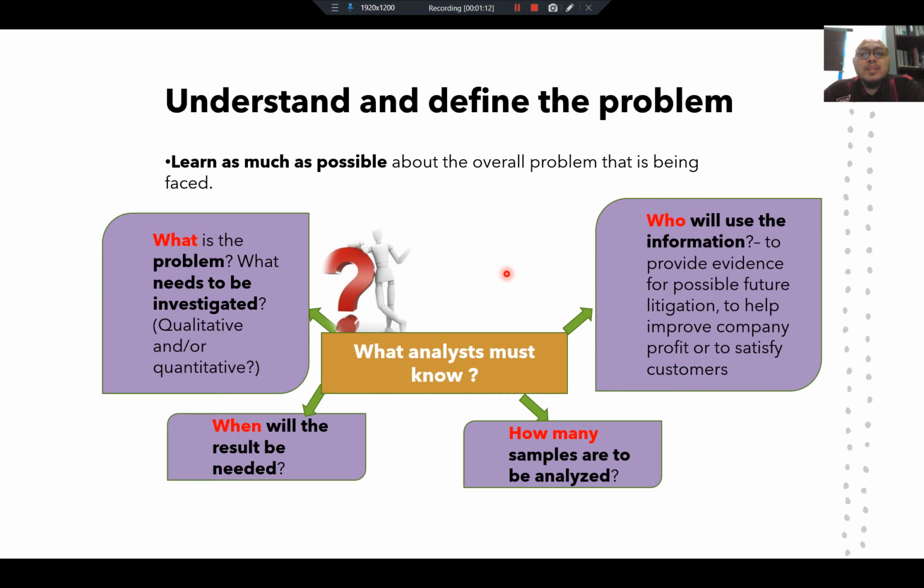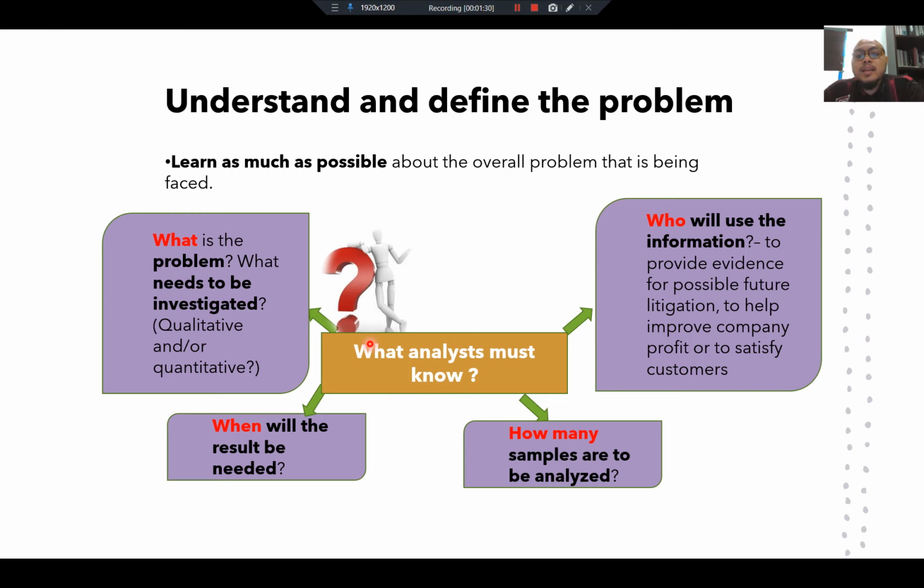Either it's the common person or, of course, in the case of forensic analysis, it is required by law. It is required by the court. So you need to be very accurate. You need to be very confident that your result is reliable as well.